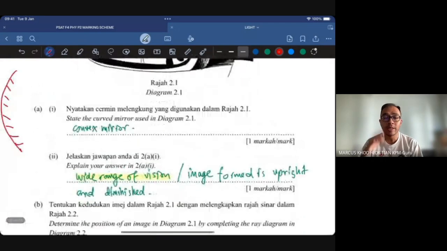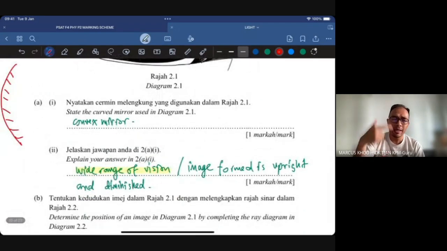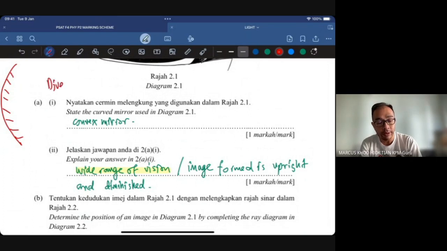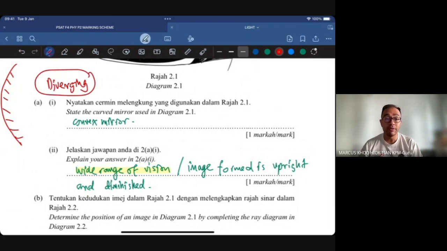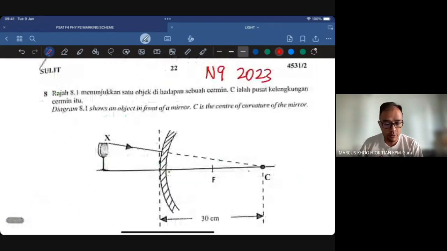As long as it is a convex mirror, wide range of vision. As long as convex mirror, VUD. And the same way also for concave lens, because of the fact that it is a diverging material. Oh, sorry, it's a diverging thingy. Diverging mirror, diverging lens. Very important. All right, let's move on to Negeri Sembilan.